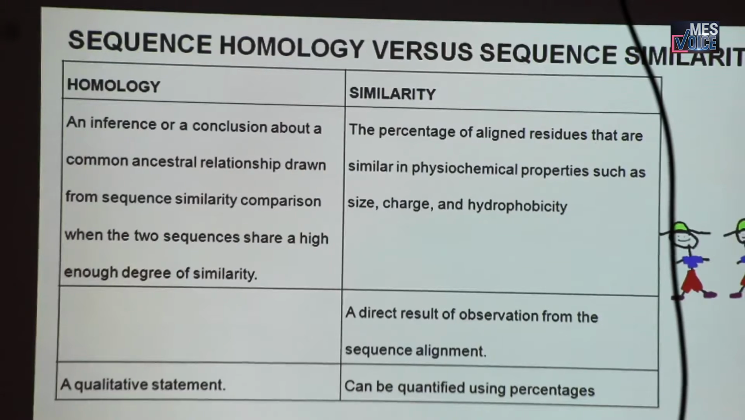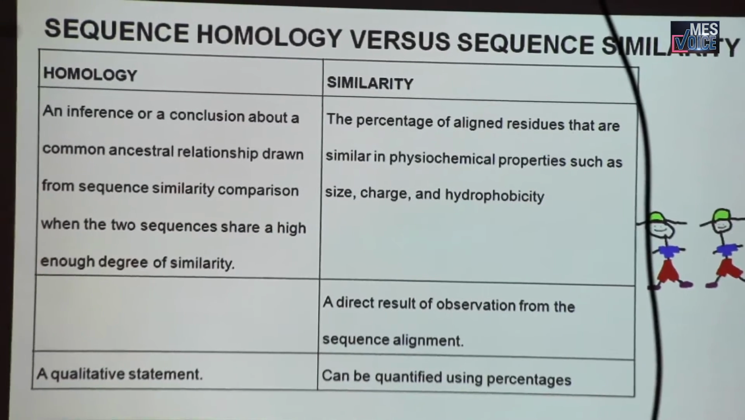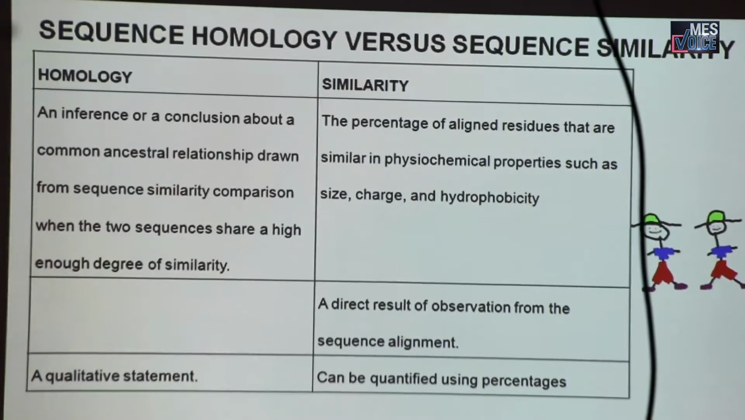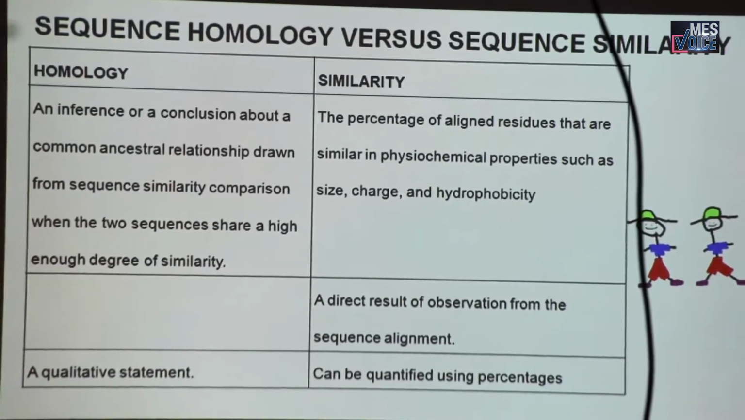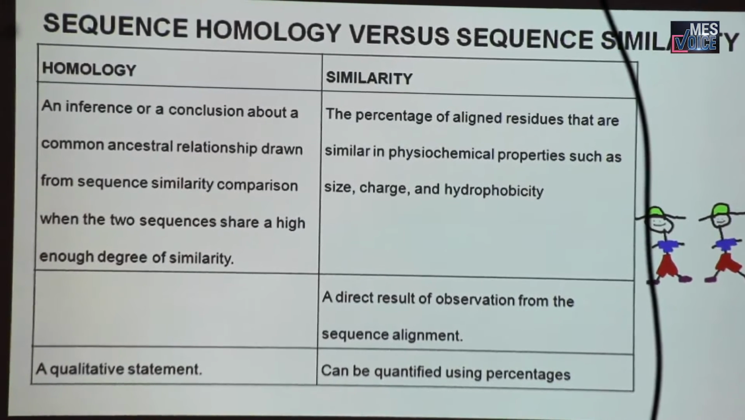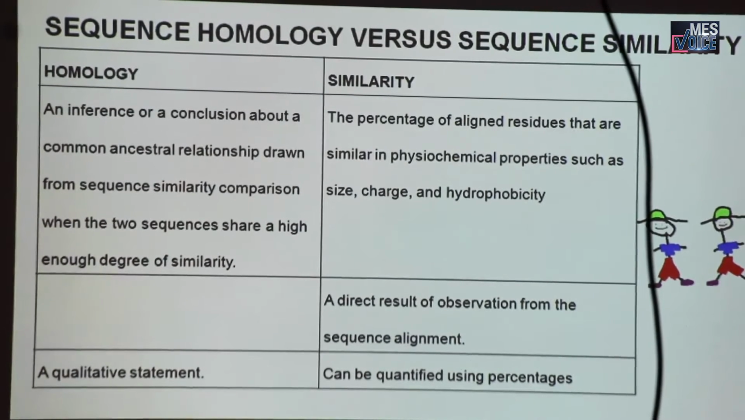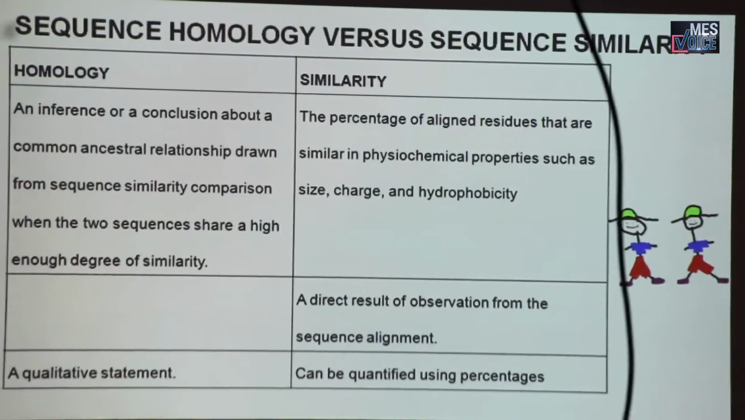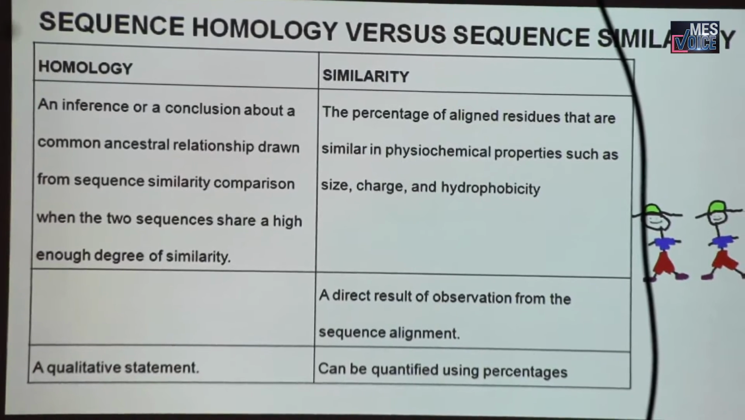Then we know two terms, one is homology and the other is similarity. Homology means it is an inference or a conclusion about a common ancestral relationship, that is homology, whereas similarity is the percentage of aligned residues that are similar in physicochemical properties such as size, charge and hydrophobicity.